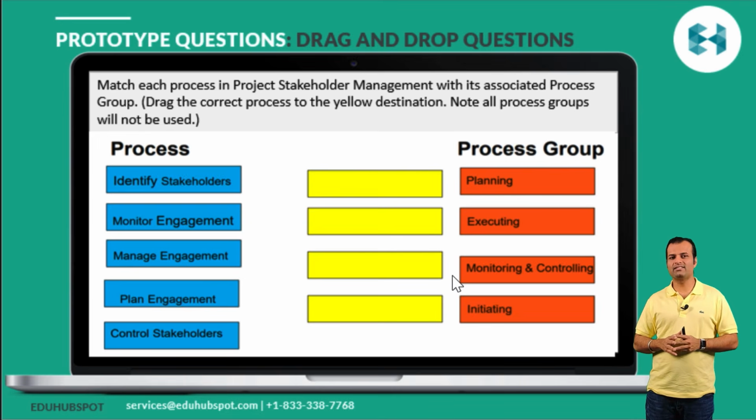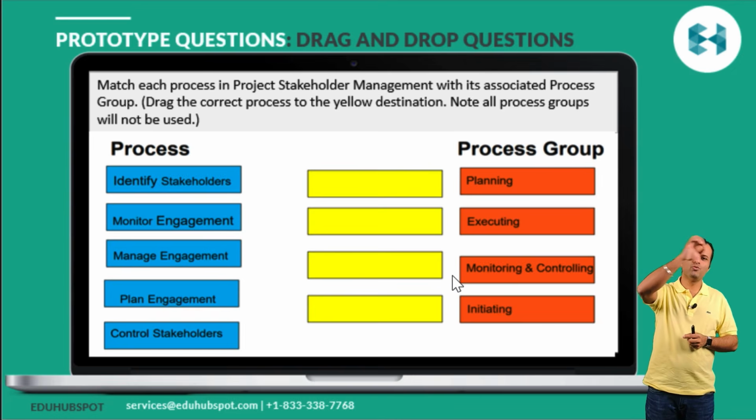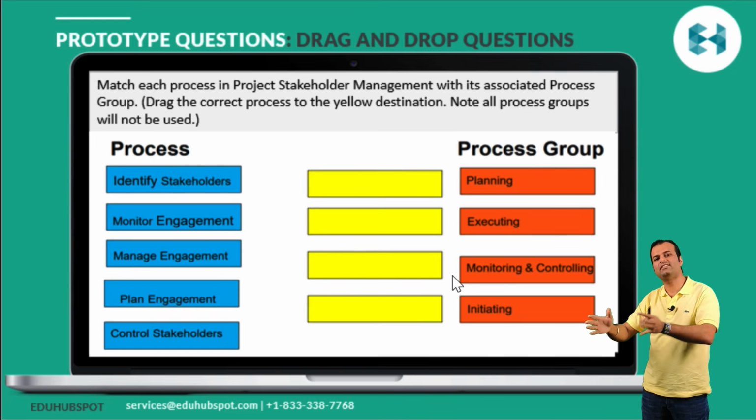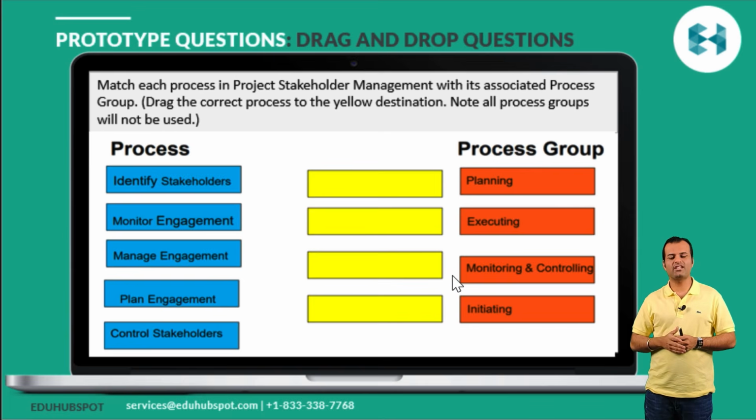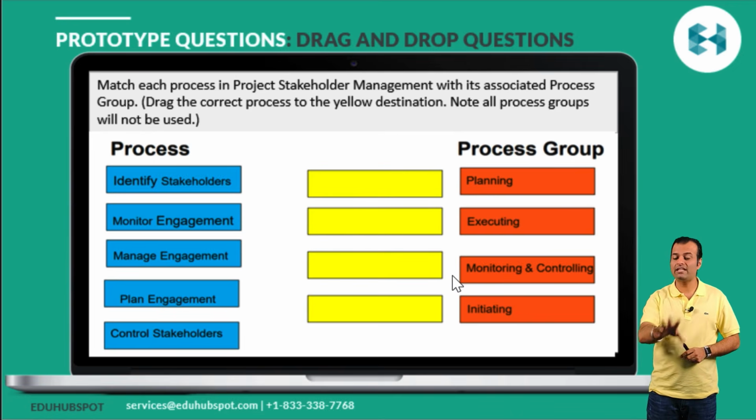So let's see something like this. They will say, match each process in the project stakeholder management with its associated process group. Drag the correct process to the yellow destination. So basically, on your left hand side, you will have processes like identify stakeholders. On the right hand side, you will have process groups. You will drag the process and place it in the yellow section. Like identify stakeholder, it's initiation, so it will go to the initiation section. Monitor engagement, that is your monitoring and control, so it will go over there. So this is a very simple question. Again, I'm not saying this is the question you will get. These are the types of questions you may get in the exam. This is your third type.